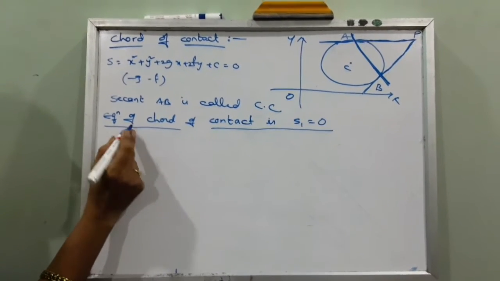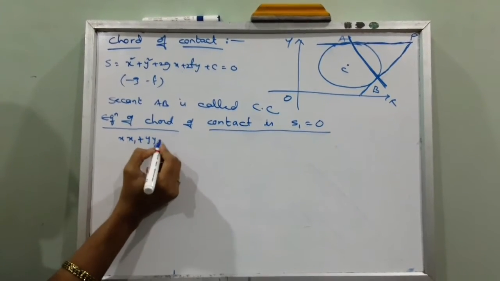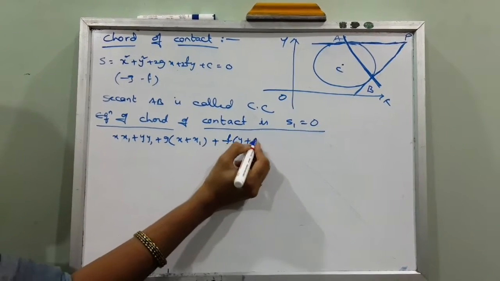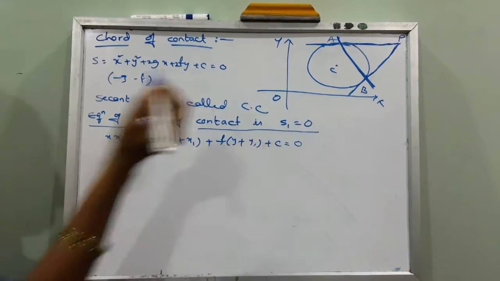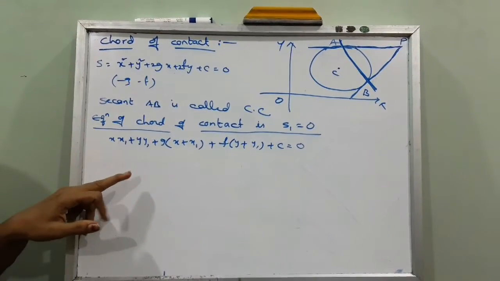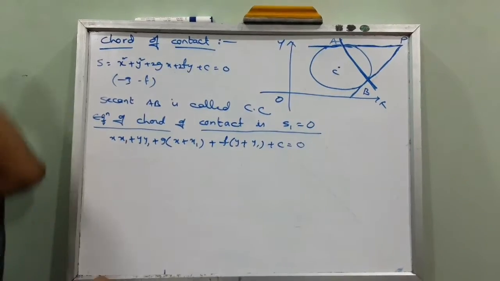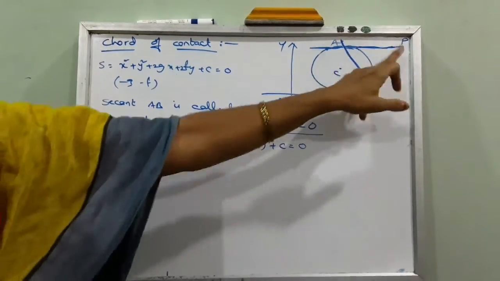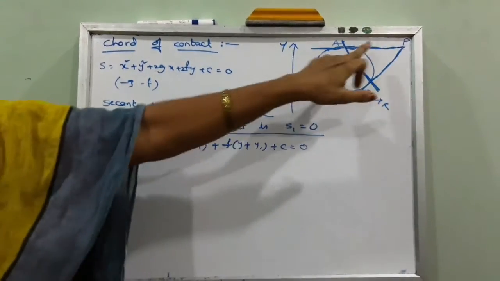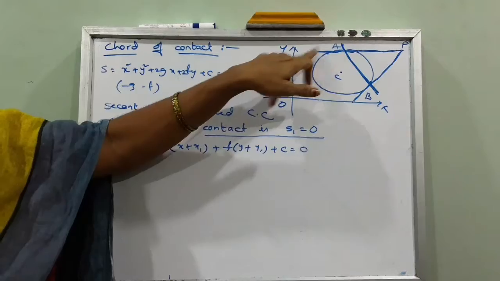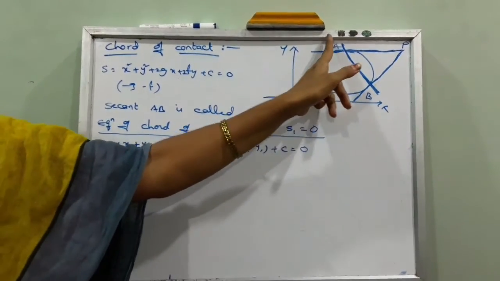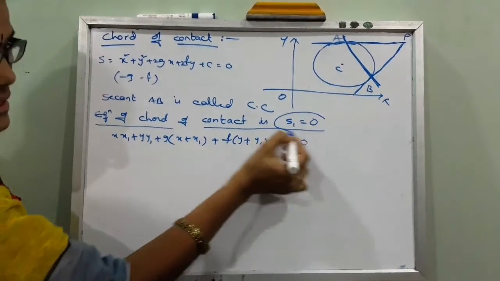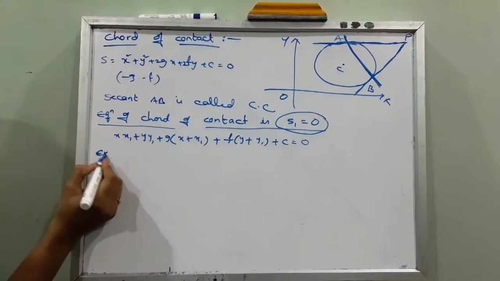S1 is equal to 0 is nothing but x x1 plus y y1 plus g(x plus x1) plus f(y plus y1) plus c is equal to 0. Now I am repeating, if tangents drawn from P to A and P to B, then secant AB is called the chord of contact. Equation of chord of contact is S1 is equal to 0.